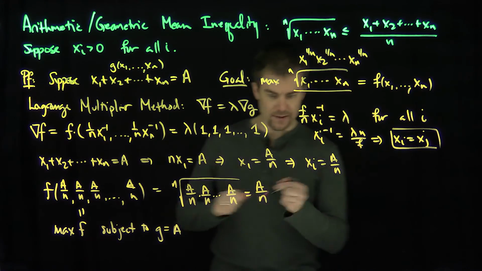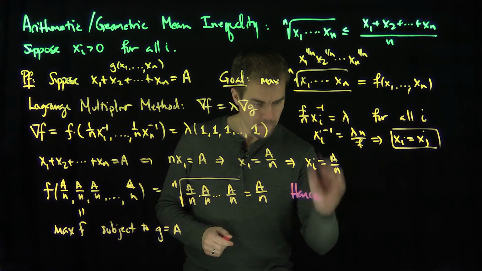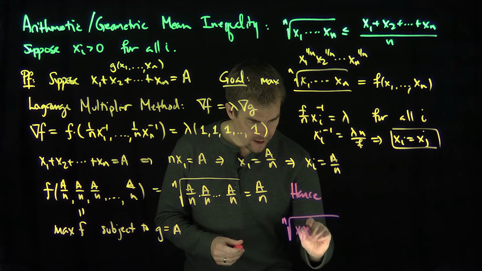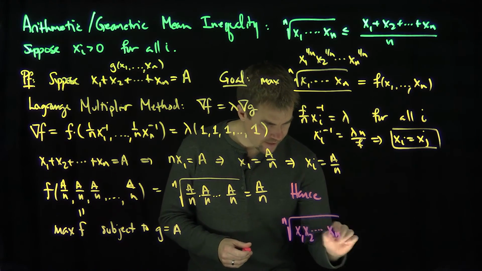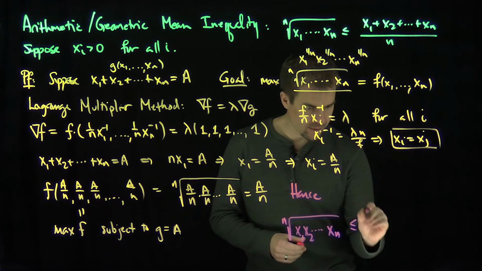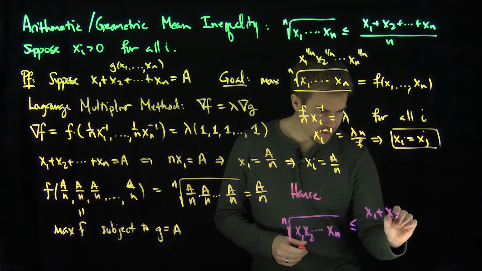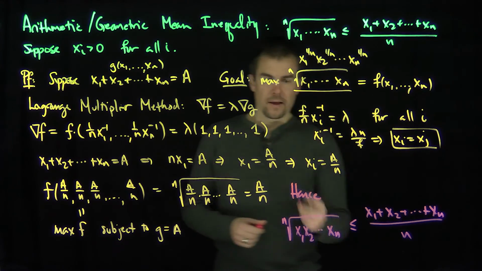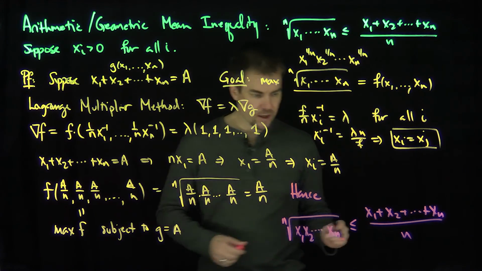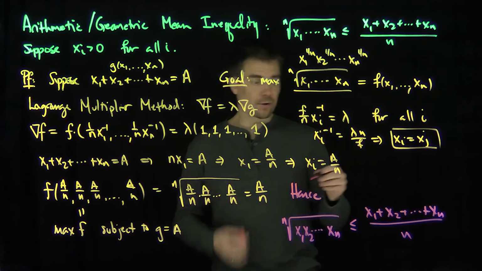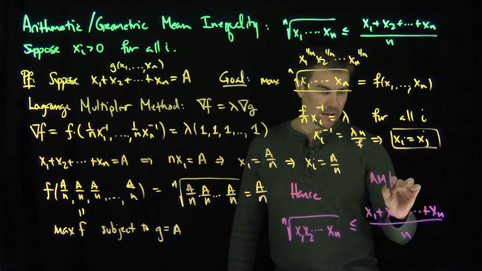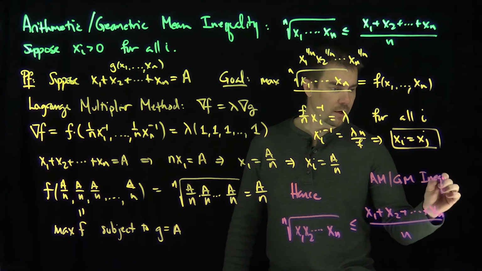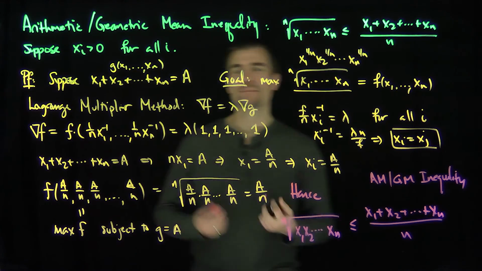So our conclusion is that the nth root of x1, x2, through xn, the nth root of the product of these things, is less than or equal to x1 plus x2 plus through xn, all divided by n. That's exactly what this expression is stating, and this is exactly the arithmetic-geometric mean inequality, the AM-GM inequality, which is very, very useful in a variety of different contexts. Thank you very much.